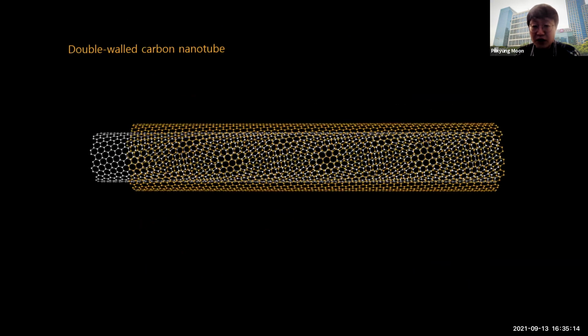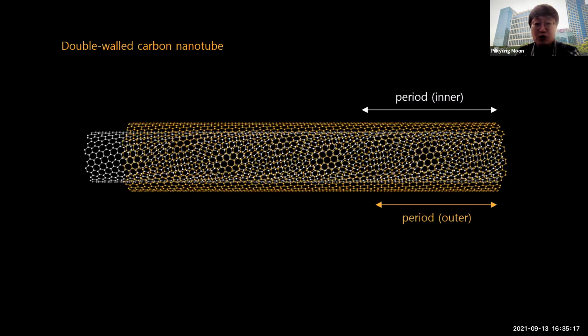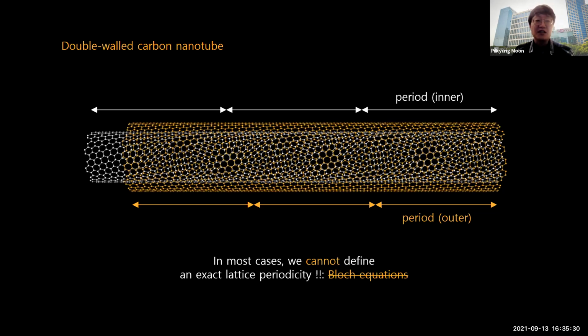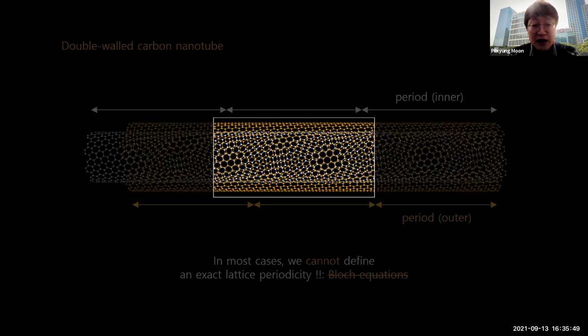Here, the periods of the inner and outer tube usually do not match except for very few cases. So we cannot solve the very fundamental equation in condensed matter physics, the Bloch equation. This is the reason why, although almost 20 years have passed since the first discovery of multi-walled carbon nanotubes, very little is known about the physical properties of incommensurate nanotubes. But we found that we can describe the electronic structure by using the Moiré interference between the two tubes.